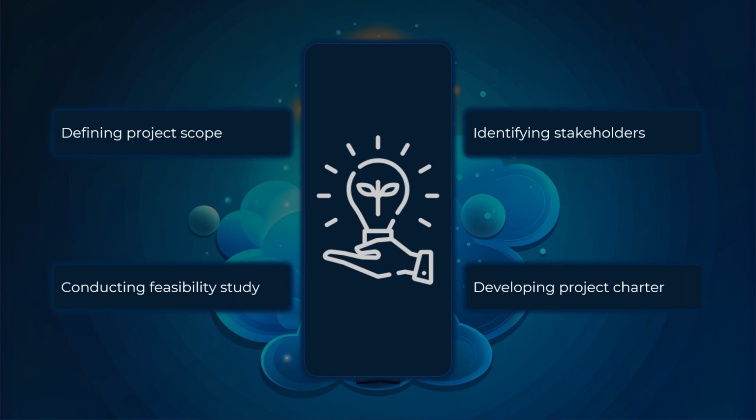In conclusion, the initiation phase serves as the pivotal starting point for any project. It involves thorough examination and clarification of the project's purpose, objectives, and feasibility. Collaboration with stakeholders is paramount during this phase to ensure alignment with their requirements and expectations. Key activities such as defining project scope, conducting feasibility studies, identifying stakeholders, and developing the project charter set the groundwork for successful project execution. By meticulously addressing these aspects, project managers establish a solid foundation for guiding the project through subsequent phases effectively.